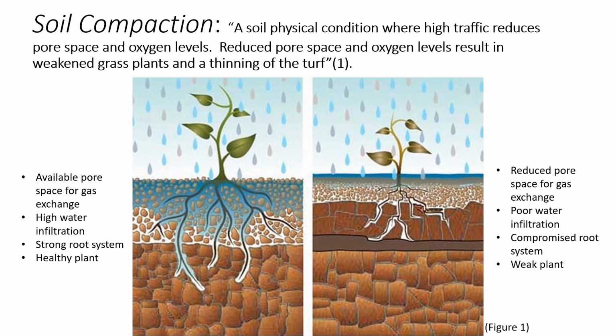In this diagram, we see an uncompacted soil compared to a compacted soil. The soil on the right has limited pore space for gas exchange, poor water infiltration, and a compromised root system. These factors result in a weak plant. Conversely, the soil on the left has ample pore space for gas exchange, water infiltration, and root growth. All of these characteristics produce a favorable growth environment for the turf.